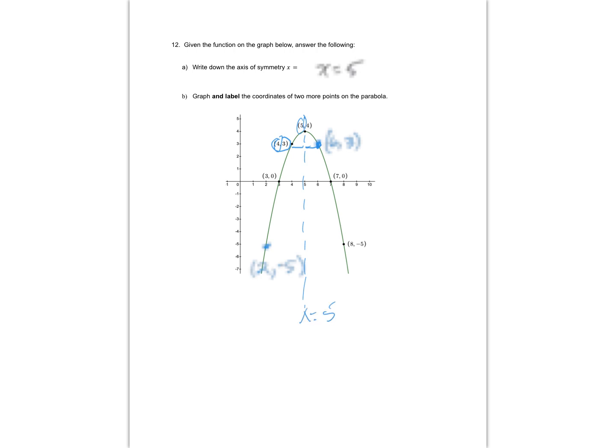Down here, I use the same method. This is 3 units away. This is also 3 units away to the positive. So 5 plus 3 and 5 minus 3 will also be at negative 5 on the y. So the point here is 2, negative 5 right here. That's it.